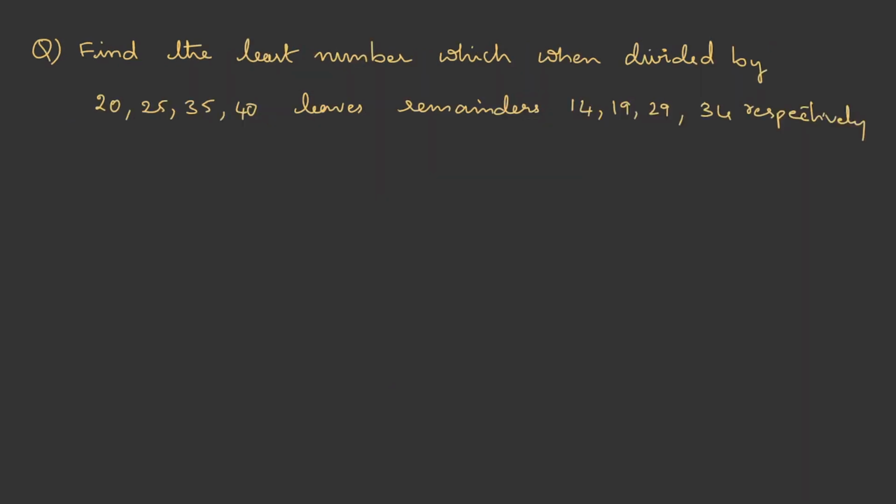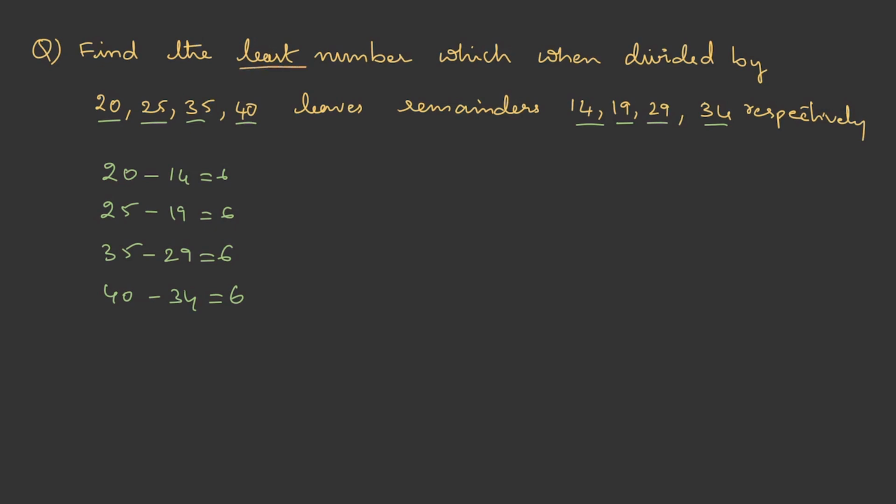Let's try one more question. Find the least number which when divided by 20, 25, 35, 40 leaves the remainders 14, 19, 29 and 34. To solve this, first subtract the remainders from the given numbers. So 20 minus 14 is 6, 25 minus 19 is 6, 35 minus 29 is 6 and 40 minus 34 is 6. You can clearly see the difference between the given numbers and the remainders is 6.